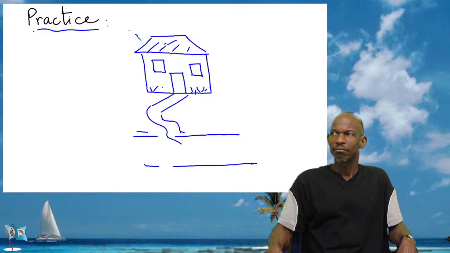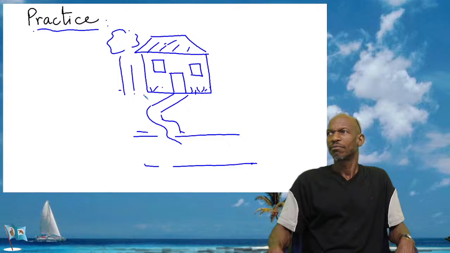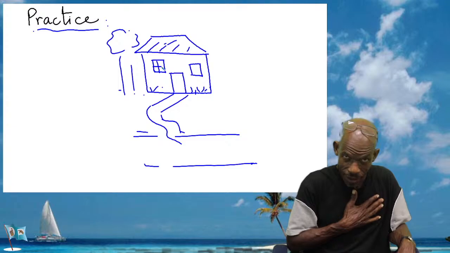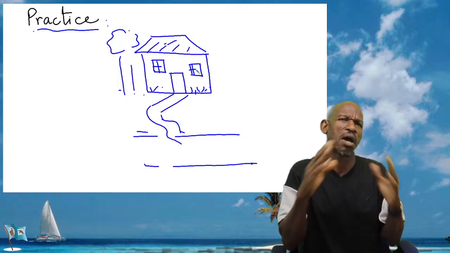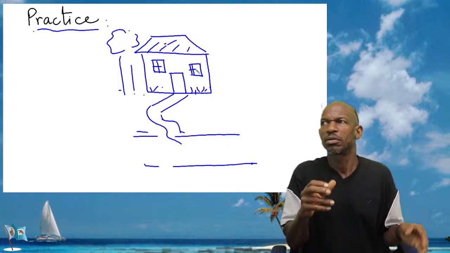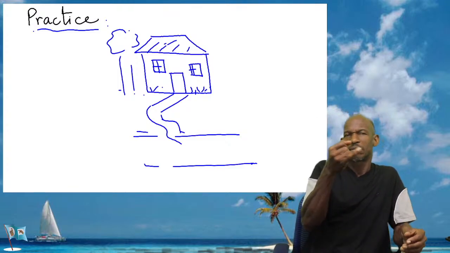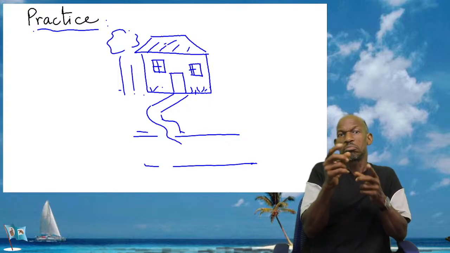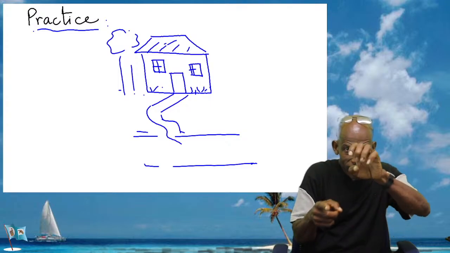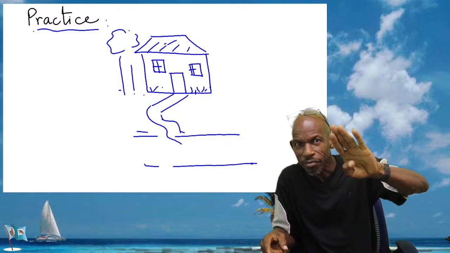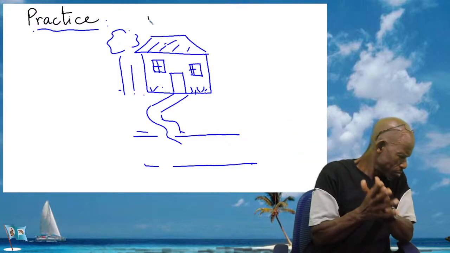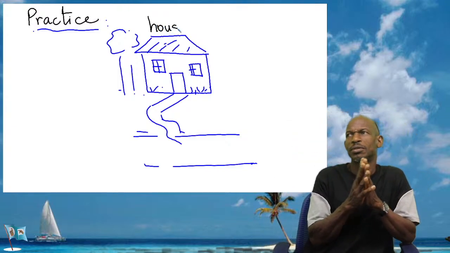So, right. So I have a house there. And we want to pull out some adjectives to describe this house. The noun that we have is house. Okay? So the noun is house. And we want to pull out adjectives.